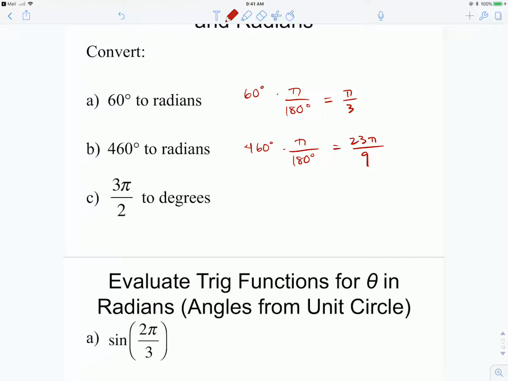Okay, so we want to go from 3 pi over 2 to degrees. That's also an angle that's on the unit circle, but let's do the conversion. So I'm going to multiply by 180 degrees over pi. Notice the pi's will cancel. We'll have 3 times 90, which is 270 degrees.